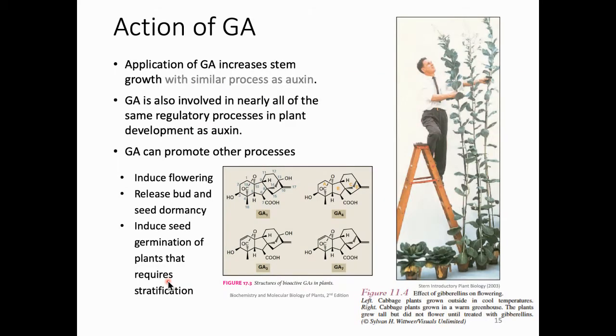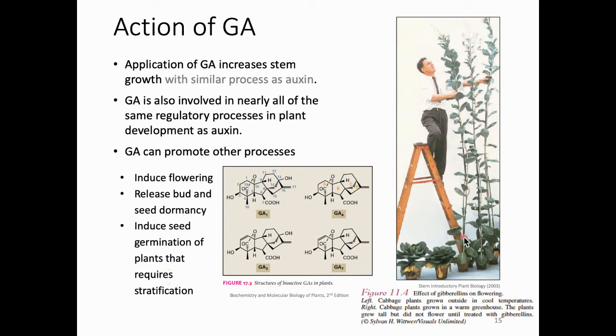All right. So what are the functions of GA? GA can promote similar processes as the auxin does, just increase the stem growth, and is involved in nearly all of the same regulatory processes in plant development. GA promotes other processes as well.